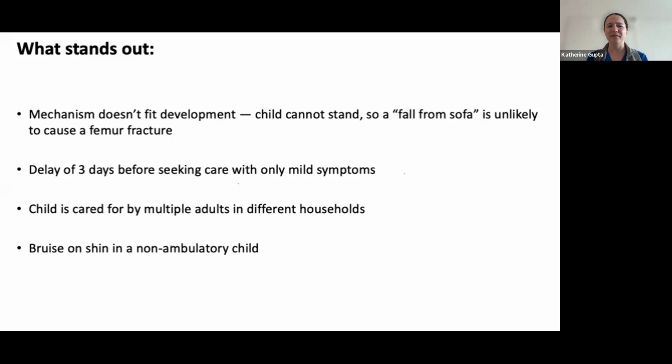There was this delay of 3 days before seeking care, which, unless there's another really good explanation for it, is a long period of time before bringing a child who won't bear weight on their leg to care. The child's cared for by multiple adults in different households, and so this is just a risk factor for non-accidental injury. And then there's bruising on this non-ambulatory child. And so that can raise some red flags as well.